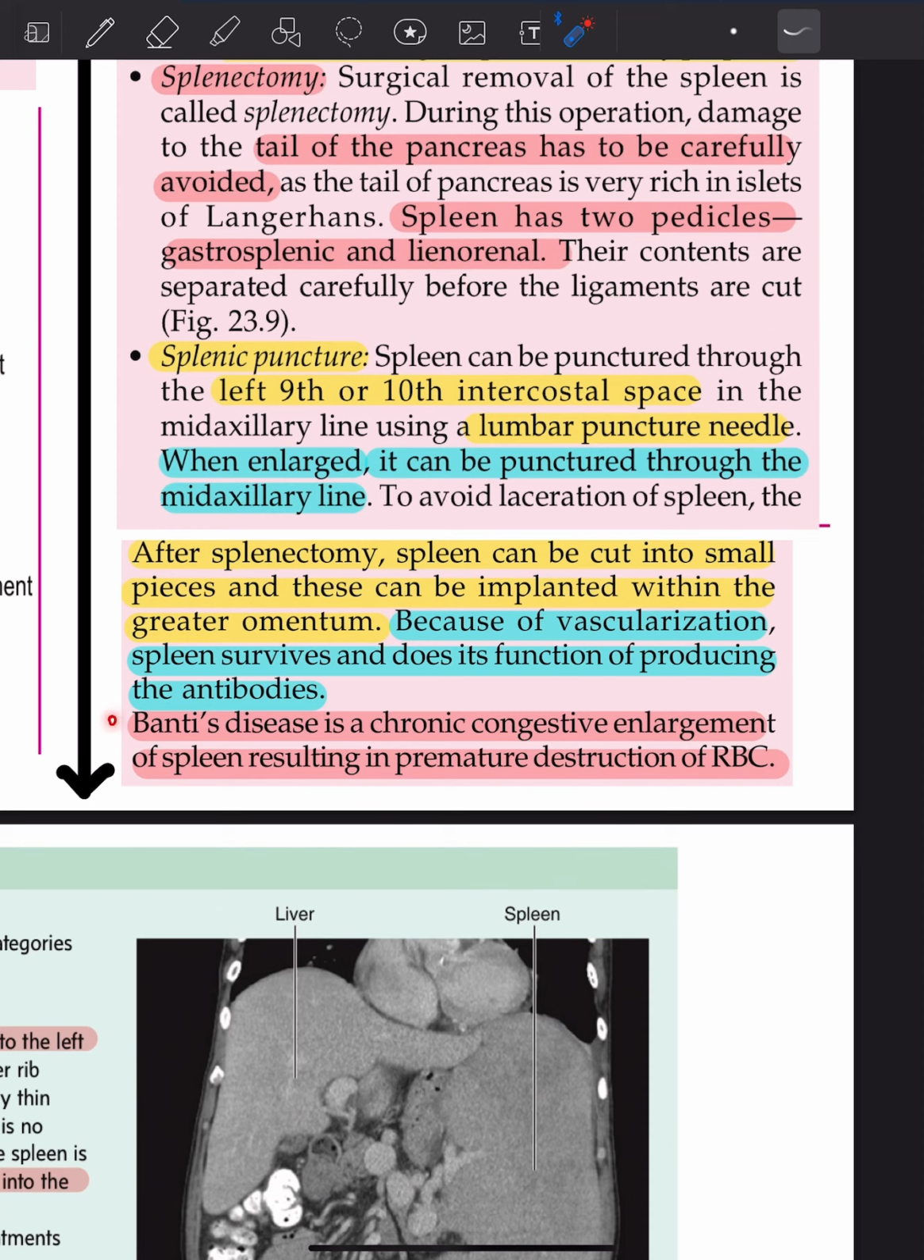Now there is a disease called Banti's disease. What happens in this disease is it's a chronic congestive enlargement of the spleen, which can result in premature destruction of RBCs. Okay, now if the spleen is enlarged, what will happen to the red pulp? The red pulp will become more and more dense, right? So the substance will become dense. Will it be easier for the RBCs to pass through? No. In the first place itself, the RBCs have to squeeze in order to get through the spleen. Now if the substance becomes more dense, there will be premature destruction of RBCs.